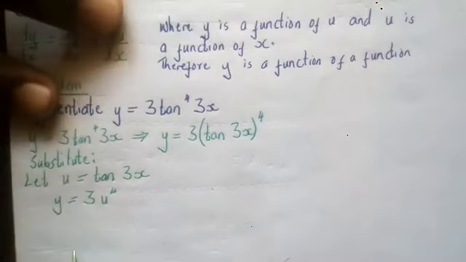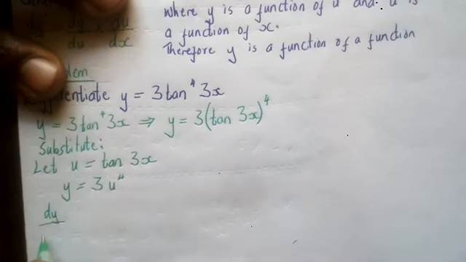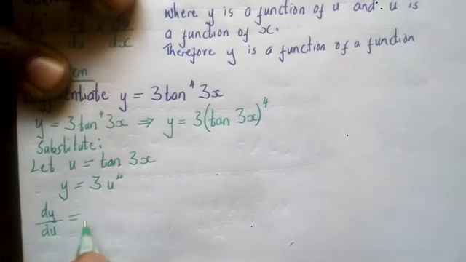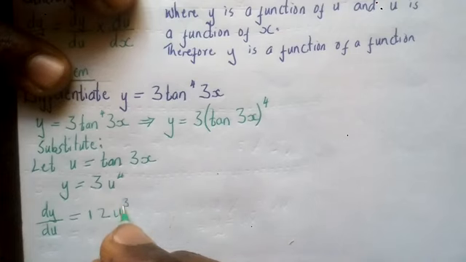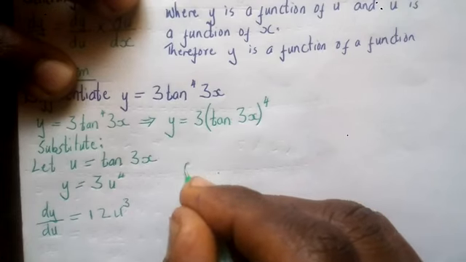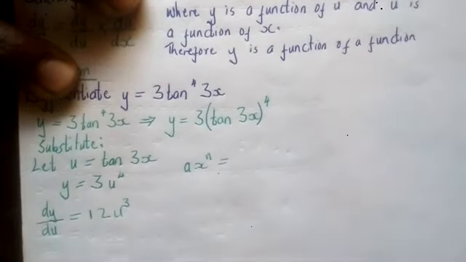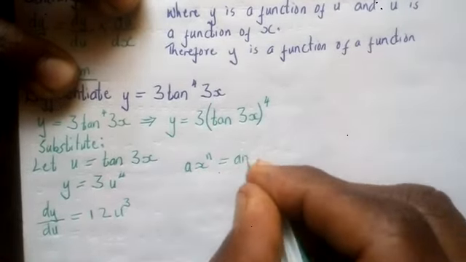So let's move. Let us differentiate y with respect to u. You'll come here and say 4 times 3, you'll get 12, u to the power 4 minus 1, you'll get u cubed. Remember the general formula that the derivative of a x to the power n is a times n, x to the power n minus 1. That is the general formula.